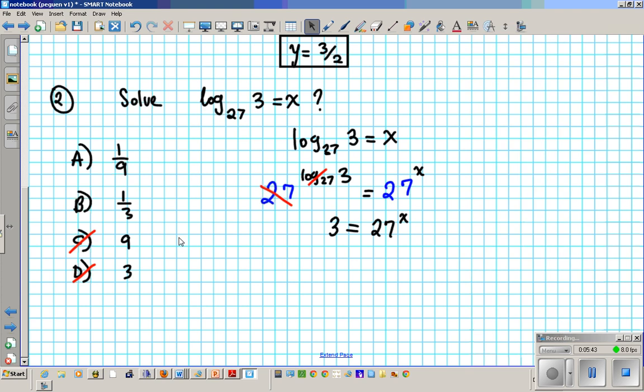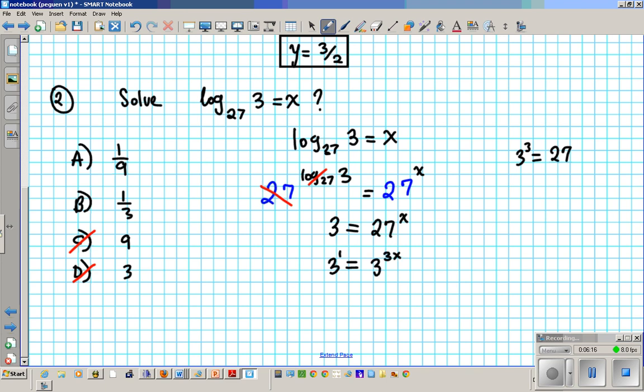If you wanted to do it the long way, you can do it like this. You can just take log base 3 of both sides. So basically, we're trying to express this as a power of 3, right? You know that 3 to the 3rd is 27, right? So you can write this as 3 equals 3 to the 3x. This is doing it the long way, okay?